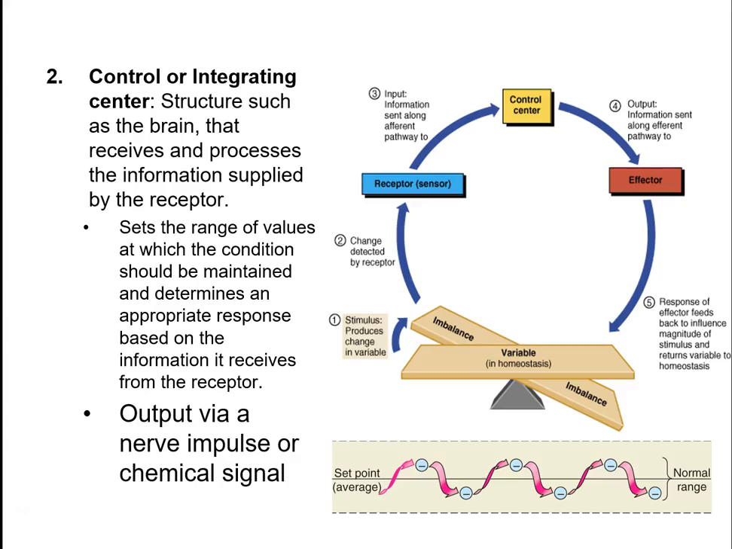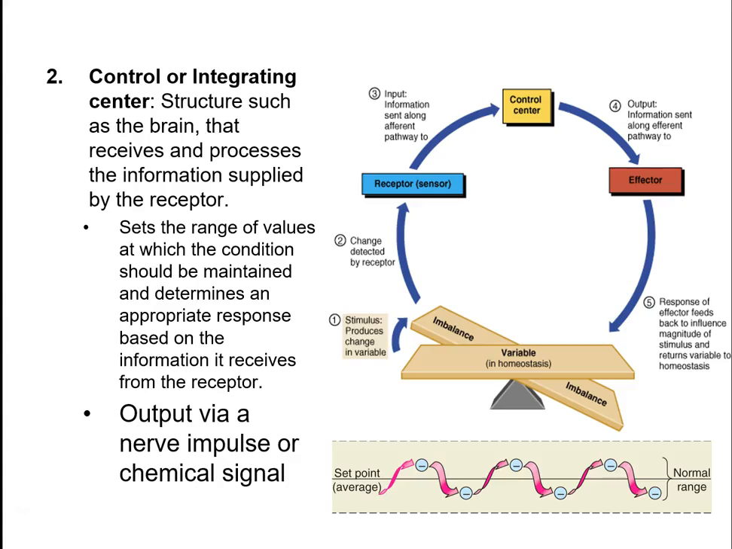So structures like our brain receive this information, process it, whatever that information supplied by the receptor is, and it's going to be setting the range of values where that should be maintained. So where should our blood sugar be? Where should our thyroid hormone levels be? And it's comparing that information from the receptor to that baseline.